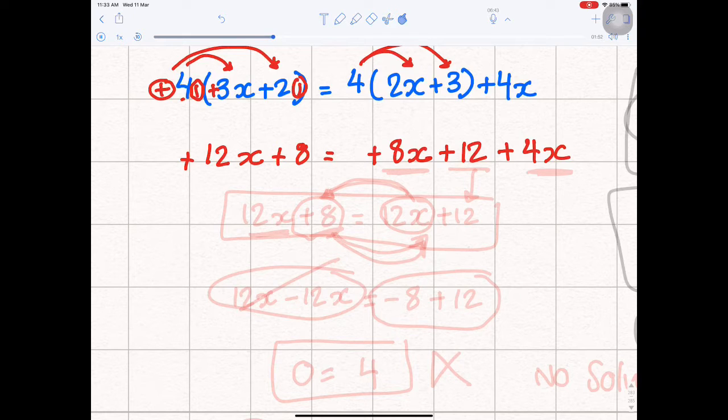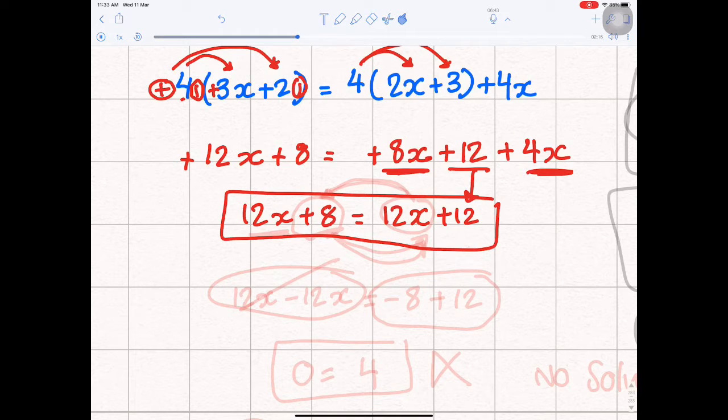In this term, or in this side, I can work it further. I can, because I have like terms, which are 8x and 4x. 8x plus 4x is going to give me 12x, and the positive 12 as it is, this is going to be my right-hand side. I reached 12x plus 8 equals 12x plus 12.